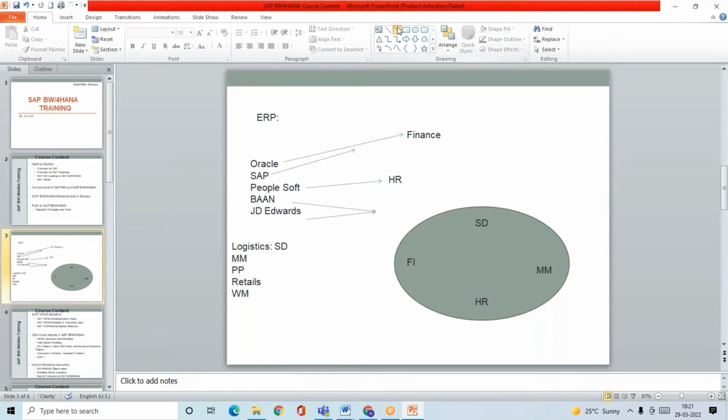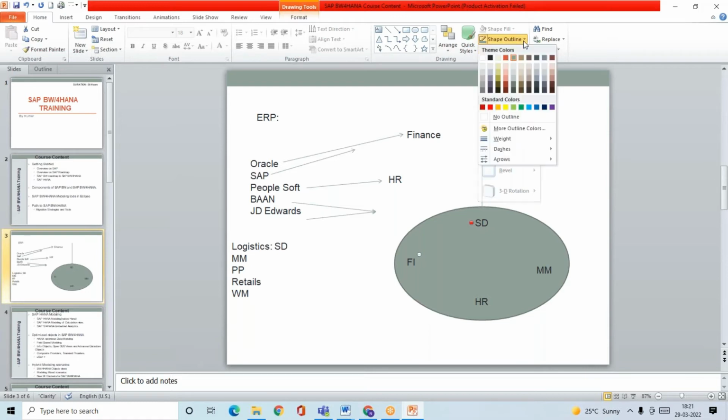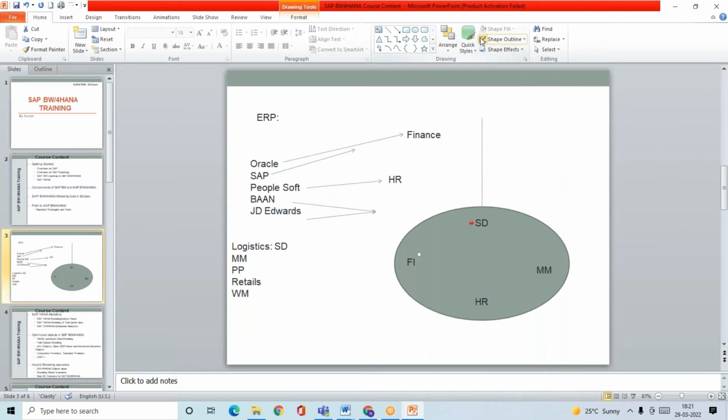Fine. Now suppose I am creating a sales order. I am selling a product to the customer. When you get the billing, the corresponding postings have to be posted to finance, right? That means there should be an integration between these two modules, SD and finance.